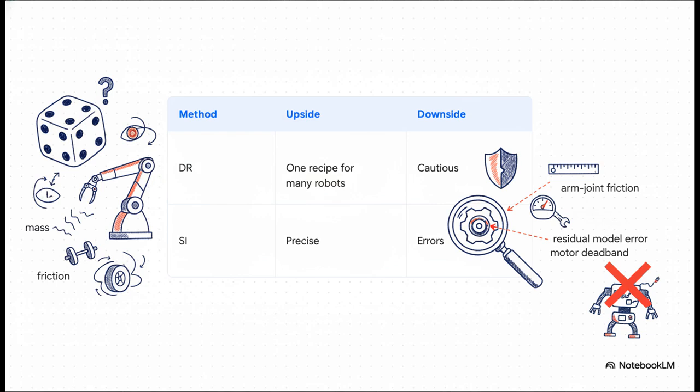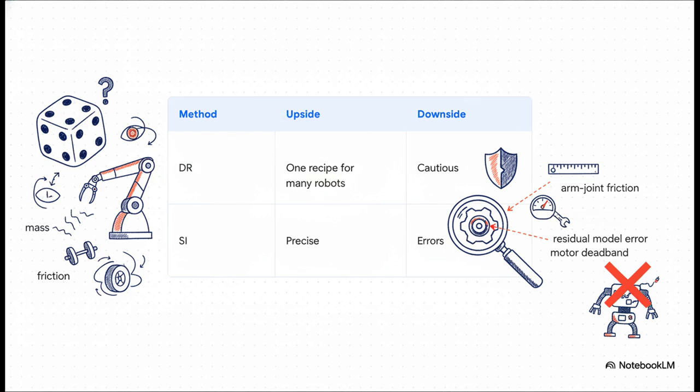The upside? You don't need any real-world data at all. One recipe works for lots of robots. But the downside is, if you over-randomize, your robot gets paralyzed. It becomes overly cautious. On the flip side, we have system identification, or SI. This is the philosophy of measuring.